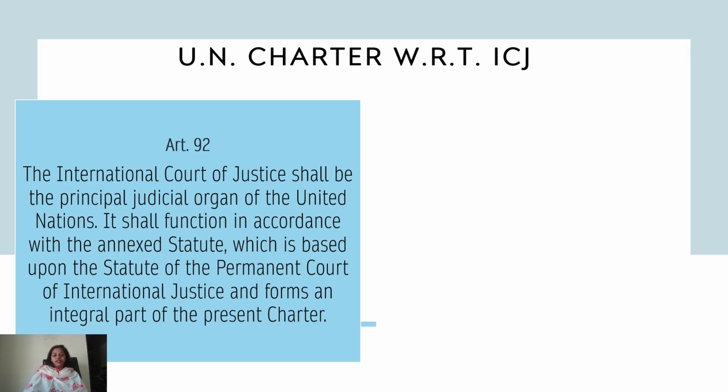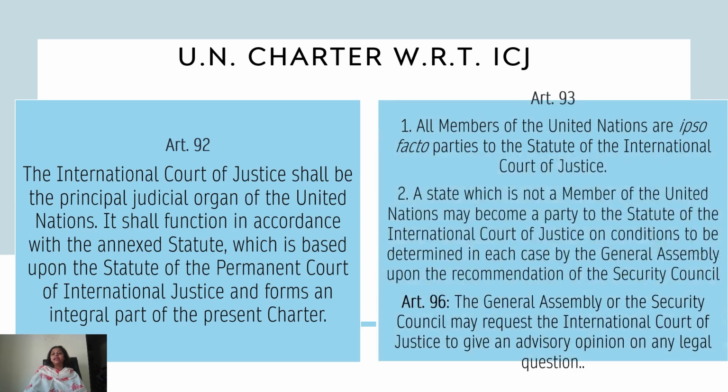Now, after Article 92, another significant article of the Charter about ICJ is Article 93. Article 93 has 2 paragraphs. The first para reads, all members of the United Nations are ipso facto parties to the Statute of the International Court of Justice. So this says that the state parties, which are the states which are members of the United Nations, they become automatically the members of the Statute of International Court of Justice.